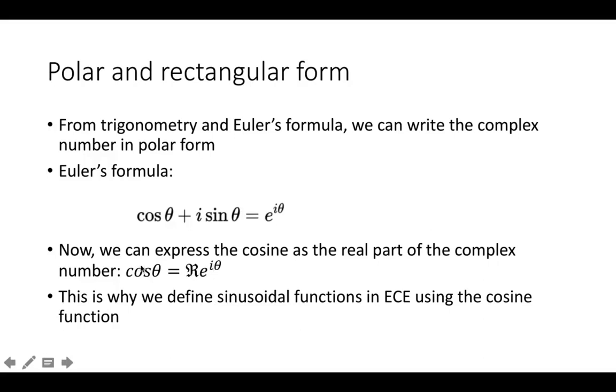So this is why, because the cosine function is the real part of this complex number, in electrical engineering we always work with cosine functions. So if you're given a voltage or current that is a sinusoidal function, we always convert that to a cosine function because then we can use this little equation right here, which is going to end up being key to how AC circuits are solved.